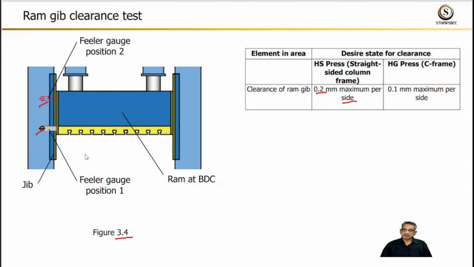The method is first ensure that the flatness of the sliding surfaces is within limit. Set the ram at BDC. Check the gap between the sliding surfaces with the help of filler gauge set at different positions. If the gap is more than the allowable range, the corrective action is required. The general corrective action is sliding surface flatness correction and jib clearance adjustment.